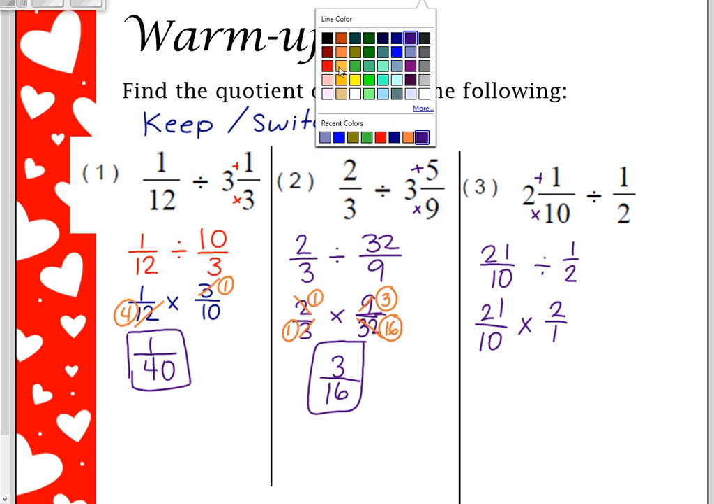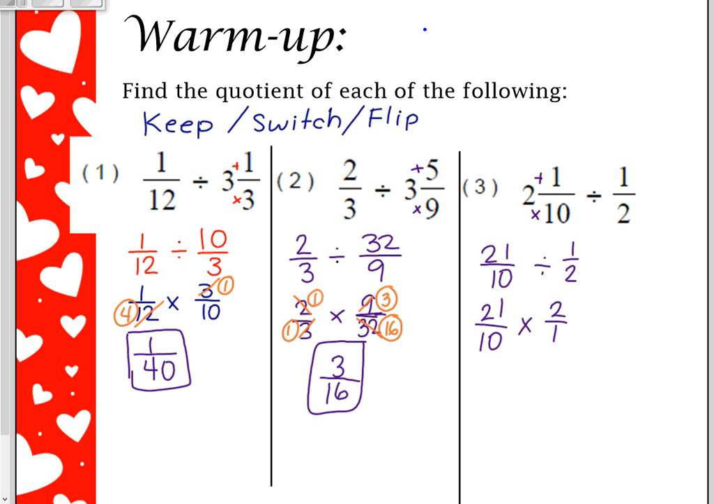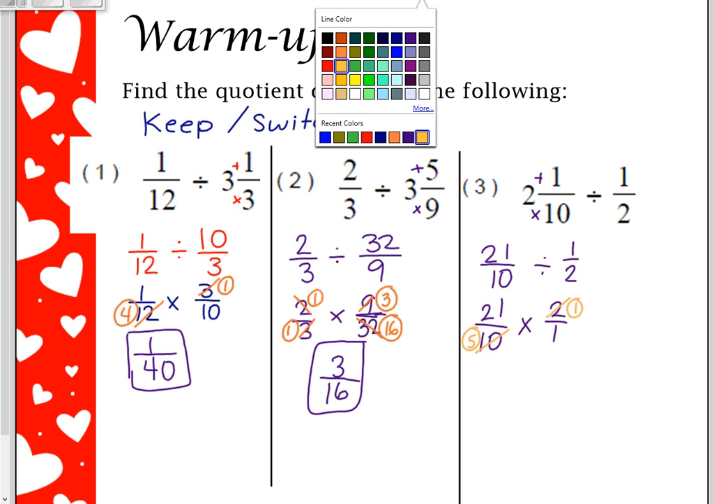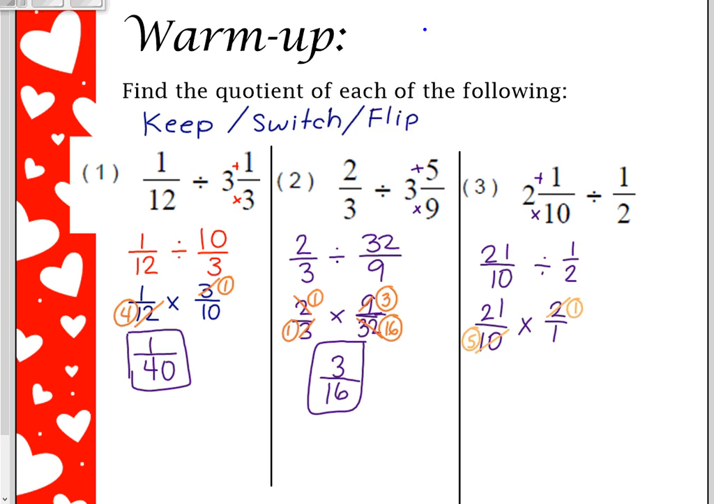Again, before we multiply across, let's see if there's anything we can cancel. And 2 and 10 are both even. 2 divided by 2 is 1. 10 divided by 2 is 5. So now we can multiply across because 21 and 1 can't reduce any further, and that gives me 21/5, which we're going to change back to a mixed number, 4 and 1/5.